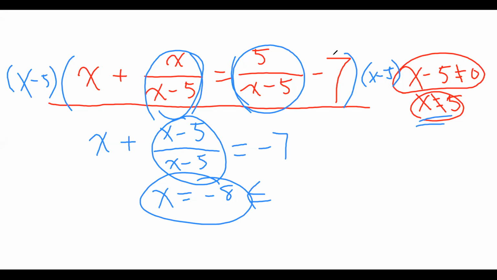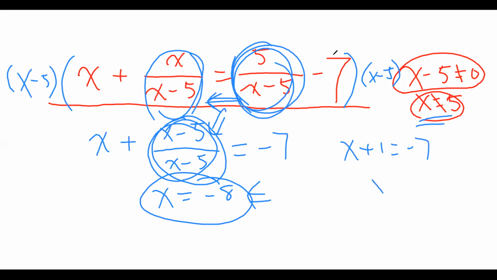Did you guys notice here? If we move this part on the right to the left, they will be combined like this. So this one became 1, right? So it became x plus 1 equals negative 7, x equals negative 8. All right. Okay, let's move on to another one.